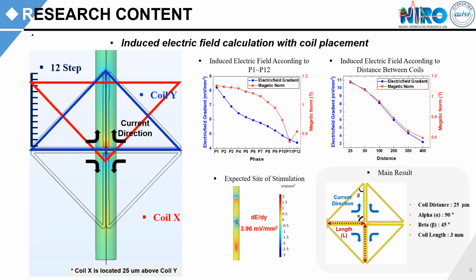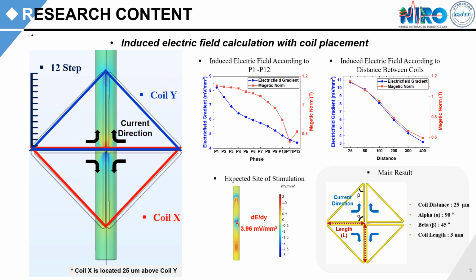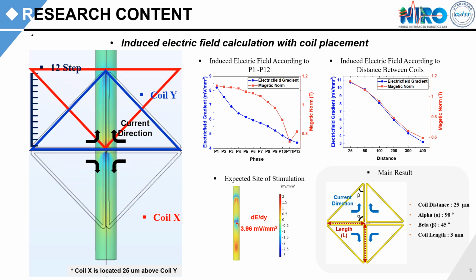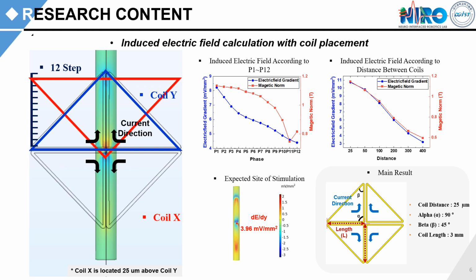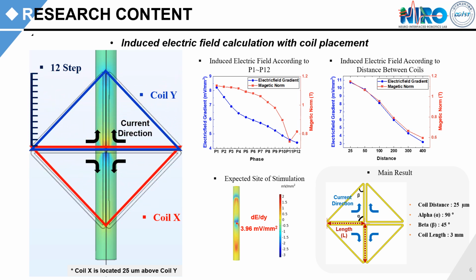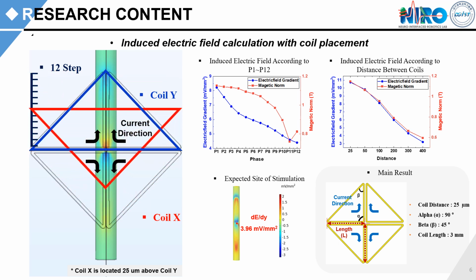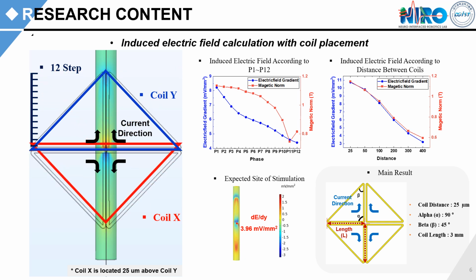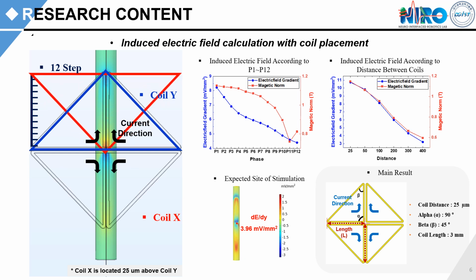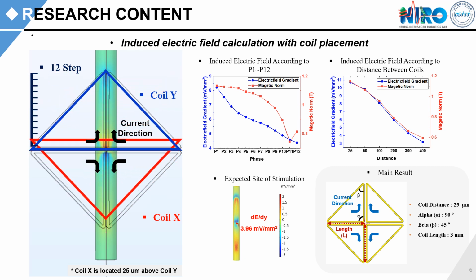The induced electric field gradient and magnetic field were calculated using commercial FEM frequency analysis. The coils were placed on a cylindrical nerve model with a distance of 50 micrometers between the coils and the nerves, as shown in the figure. We simulated various coil shapes and found that the diamond-shaped coil was the most effective design. To further investigate the influence of coil placement, we calculate the induced electric field gradient when overlapping the diamond structure.